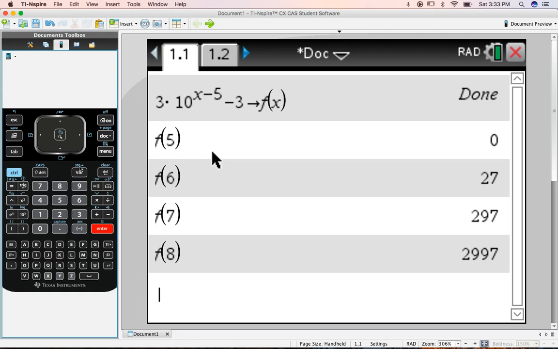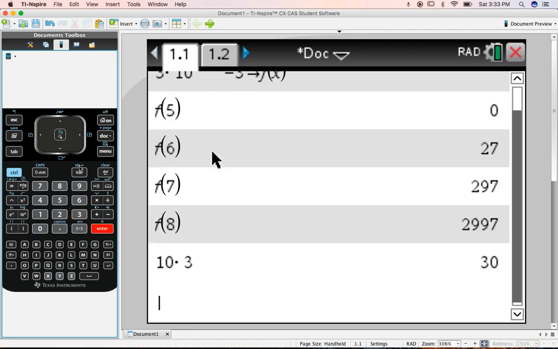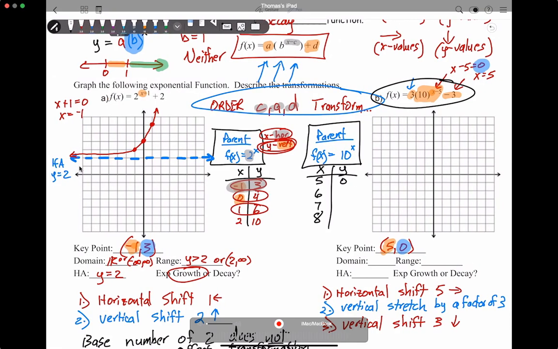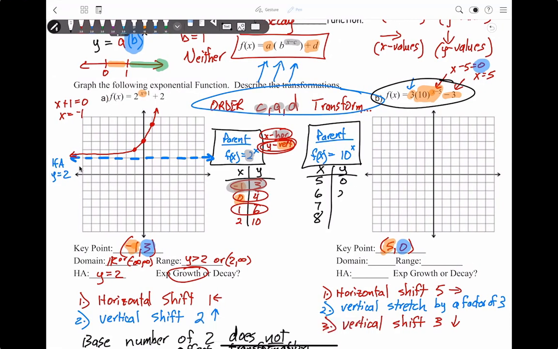Okay, so let me see. I want to make sure that I inputted this correctly. 3 times 10. Yes, because if I did it by hand, 6 minus 5 is 1. 10 to the power 1 is 10. 10 times 3, because I'm doing PEMDAS, would give me 30. Minus 3 would give me 27. Yeah, so over here, we're going to go ahead and write 27.